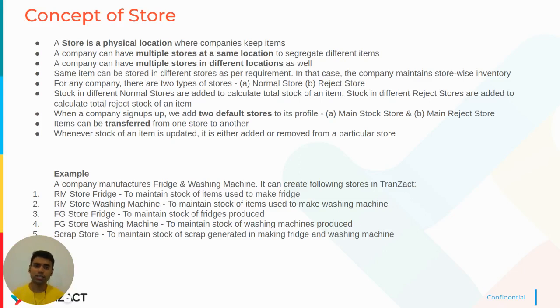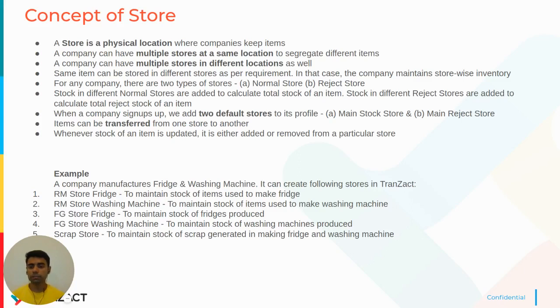So in our system, there are two types of store. One is the normal store, another is the reject store. All the items in the normal store add up to the stock of that item. All the quantity in the reject store adds up to the reject quantity of that material. And also items can be transferred from one store to another, right?